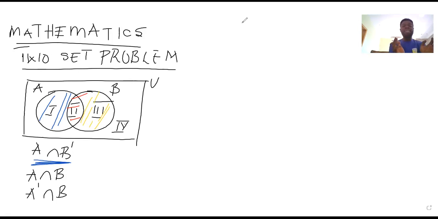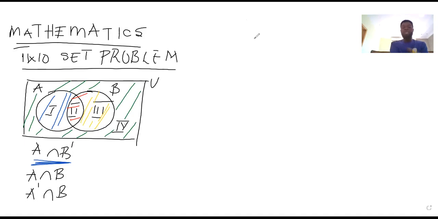Now my region 4 is representing those who are neither in A nor B. Let me choose my colors. So the whole of this region is representing region 4. They are outside the circles, but they are in the rectangle. They are part of the universal set, but they are neither in A nor B.